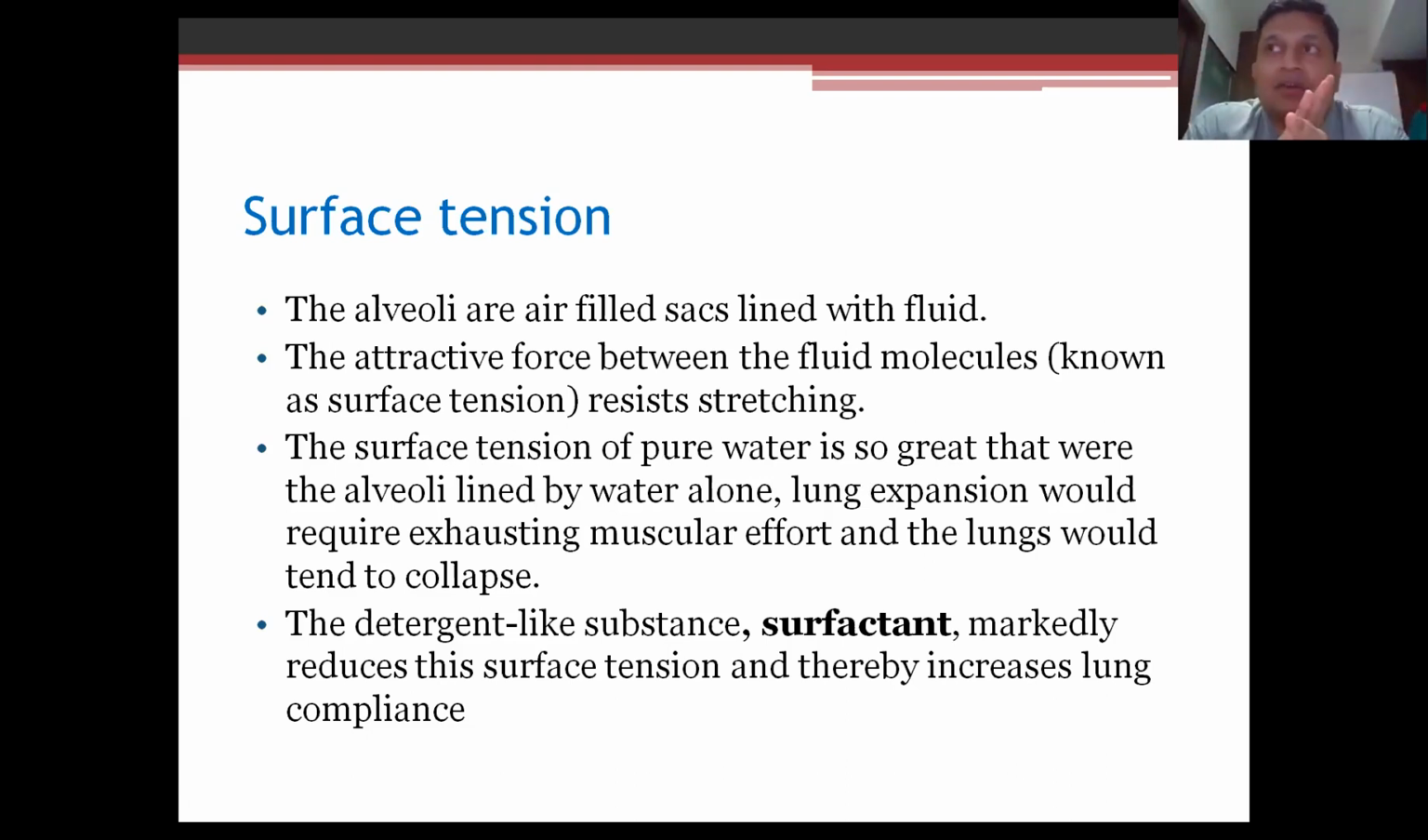So if there is no other mechanism, then the surface tension of the alveoli will be so high that it is very difficult to inflate them with our inspiratory effort. To overcome this surface tension, the body has a substance which lines this air-fluid barrier. It is called surfactant, which reduces the surface tension markedly and thereby increases the lung compliance.